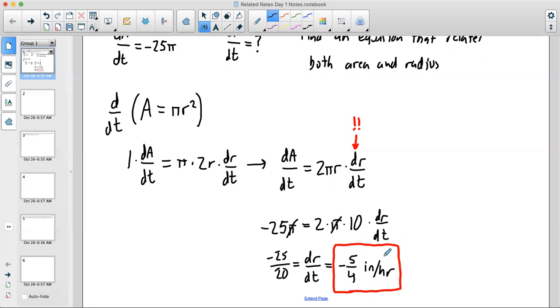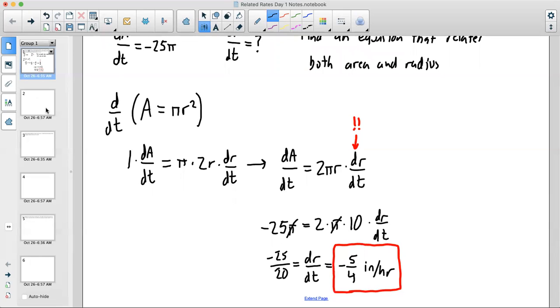radius is getting smaller. The puddle is shrinking, so you imagine it's like a circle. It's approximately a circle. It's really more of a cylinder, but we'll worry about that later. It's like a circle sitting on the ground, and as the water evaporates, the circle gets smaller, which means the radius gets smaller. So I'm glad the radius is negative. That worked out well for me.